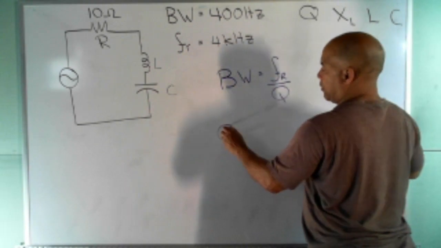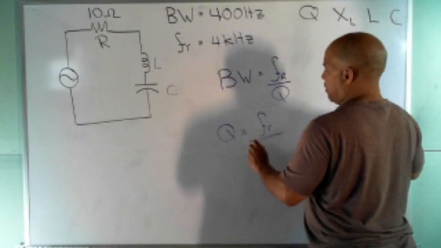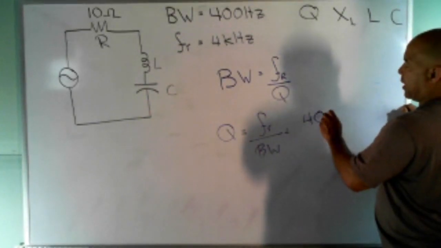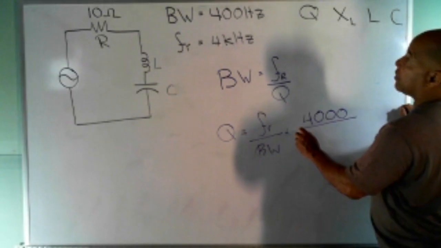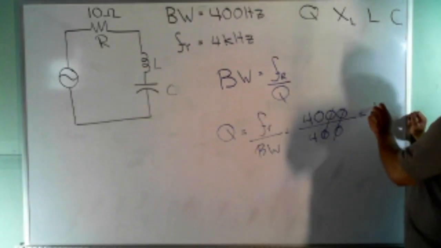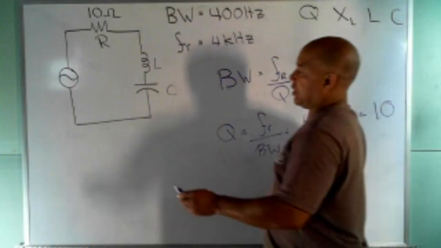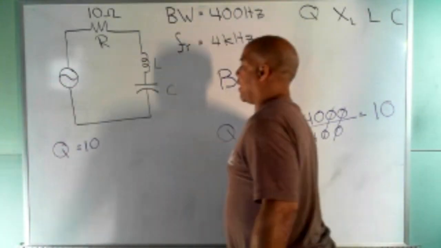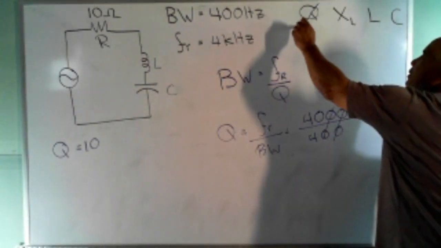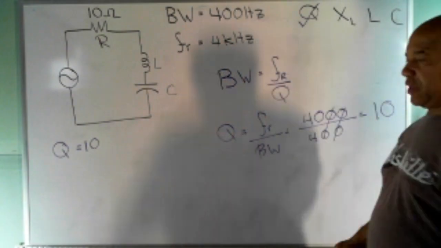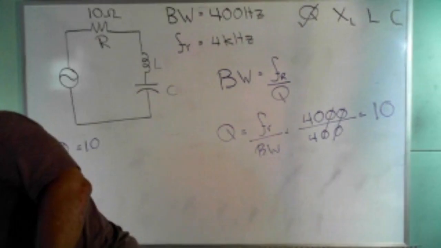Q is FR over BW. It gave us 4,000 and it gave us 400. So Q is 10. Okay, we got that one, just using the formulas. Not too bad. And then we need to get XL. Of course, if you know Q, you can get XL pretty easily since they gave us R.